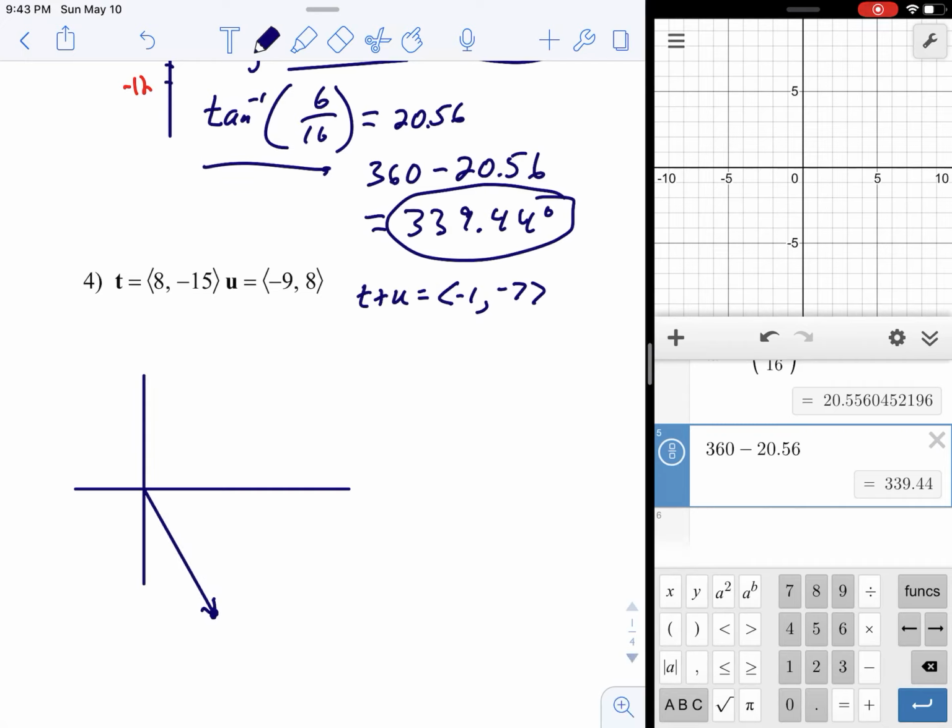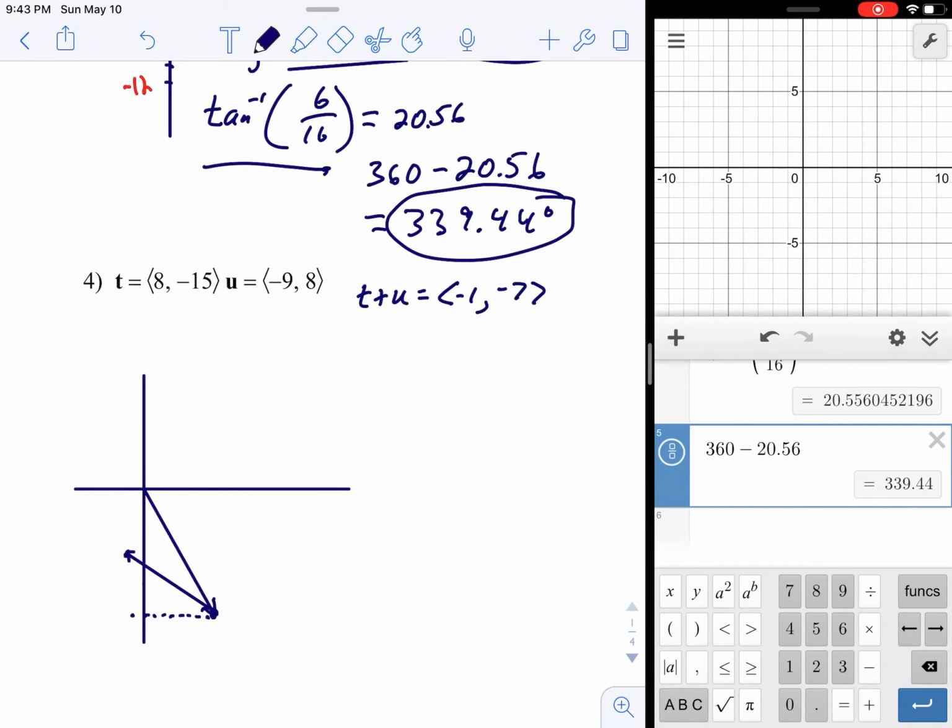And then negative 9, 8, I want to go left 9. So I want to go this way 9. Okay, so if I'm over 8, I just need to go one more. And then up 8, which takes me right around, let's see. If that was negative 15, if I go up 8, it's going to be a little more than halfway, so right about there.